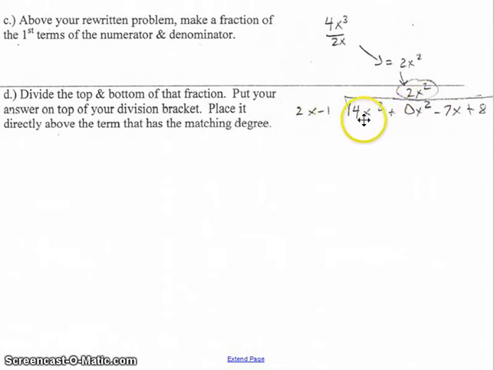Your full question, after all, is what's 4x cubed minus 7x plus 8 divided by 2x minus 1? Well, part of that answer is going to be 2x squared. That 2x squared, again, came from looking at this number divided by this number. And where are you going to put this 2x squared? Well, put it in the column that it naturally belongs in. You've got an x squared placeholder here, so put it right above that, 2x squared. Or as I say here, place it directly above the term that has the matching degree.